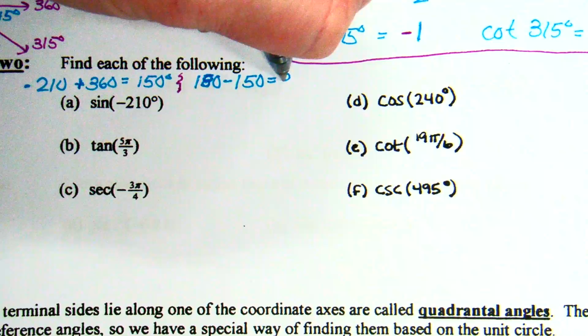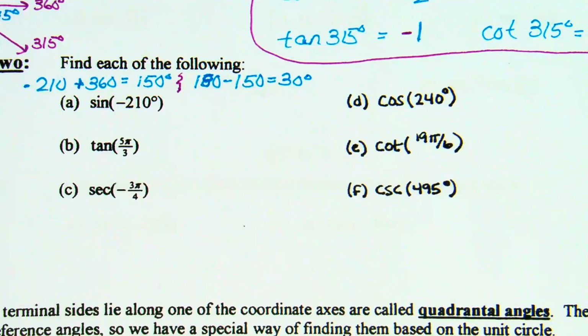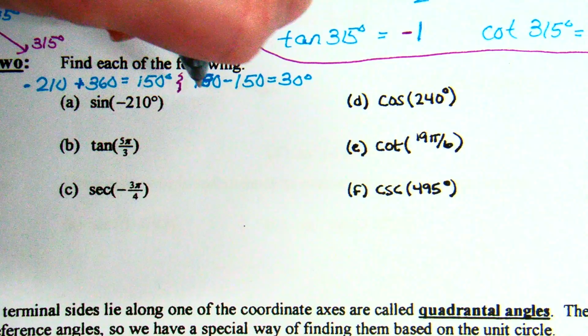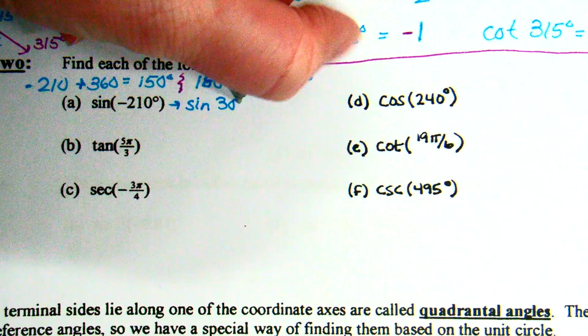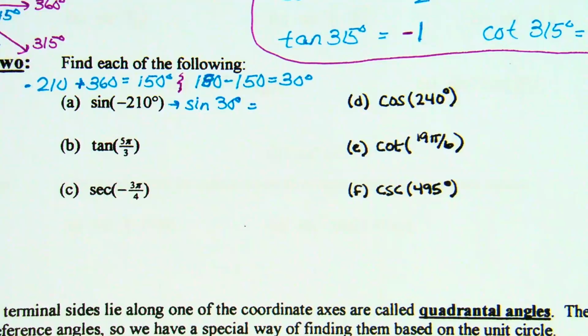30 degrees. If it was between 360 and 90, I guess you wouldn't have to subtract anything. It'd already be between 0 and 90, so it'd already be a reference angle. Okay. So, instead of sine of negative 210, we're going to think, what is the sine of 30 degrees? Sine of 30 degrees, according to my chart, is 1/2.